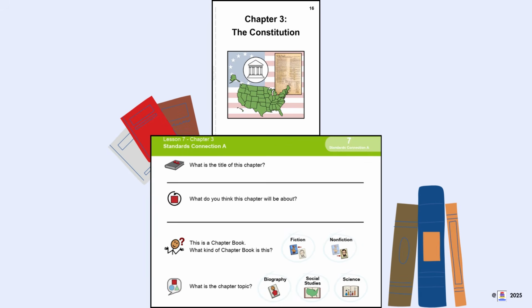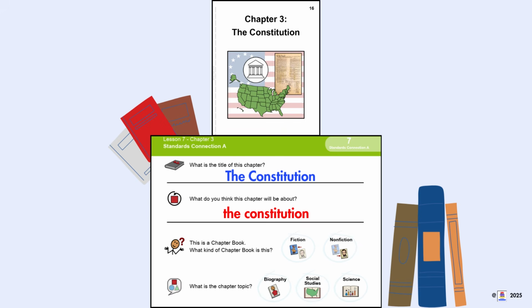Before we start reading, let's take a moment to answer a few questions about Chapter 3 and make connections together. First question, students. What is the title of this chapter? That's right. The title of the chapter is the Constitution. Number 2. What do you think this chapter will be about? Yes, the Constitution. Titles of chapters are going to be about a specific subject or topic.